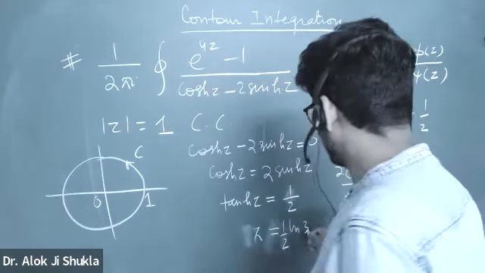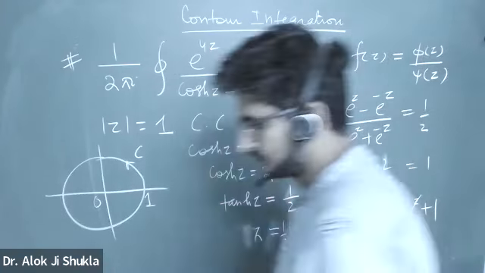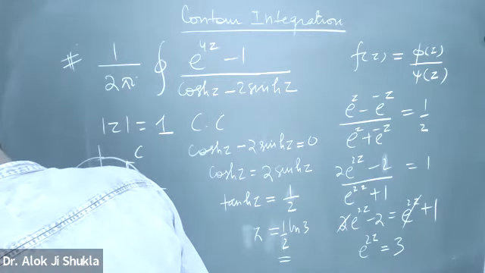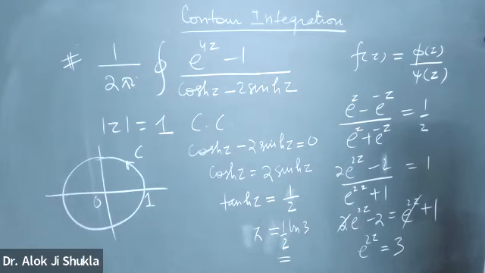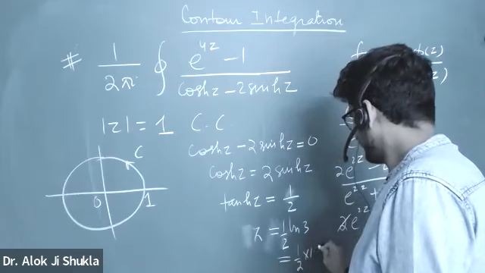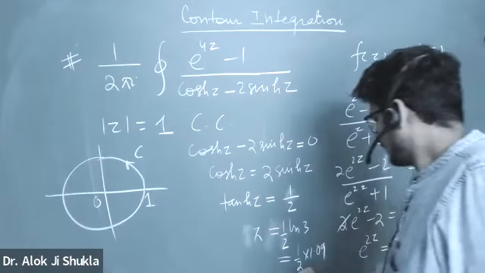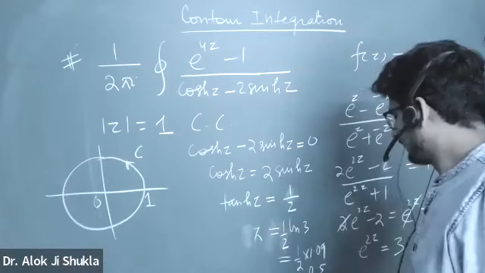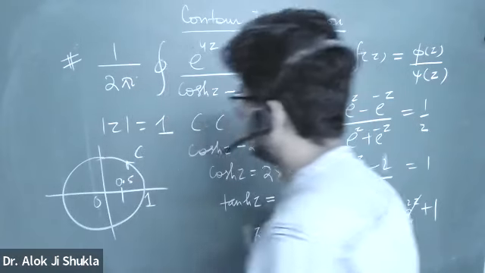So what is this ln 3? First you should check whether it is inside or not. ln 3 is 1.098, about 1.099. So what will half of this be? 0.549. So that means it is somewhere here. At this you are getting a pole.